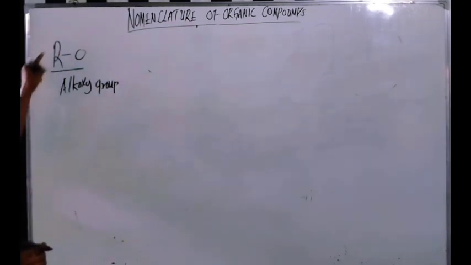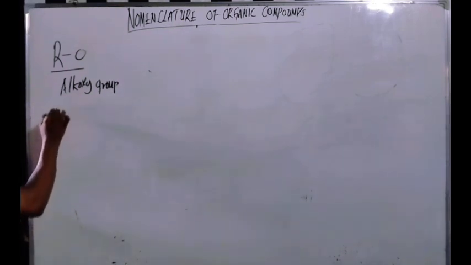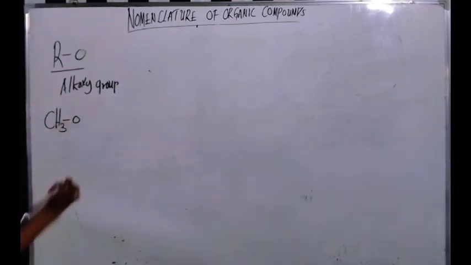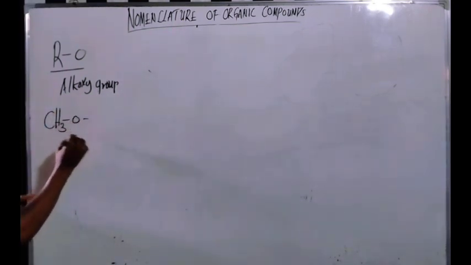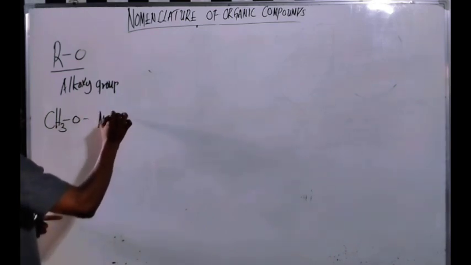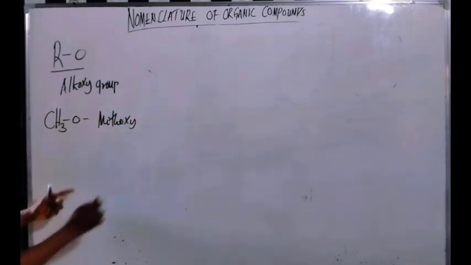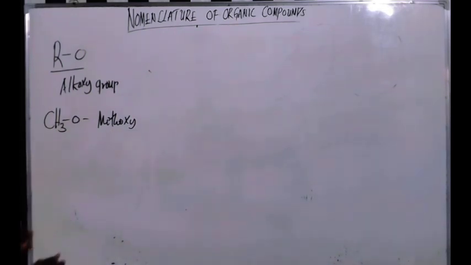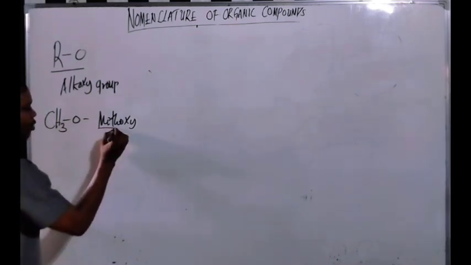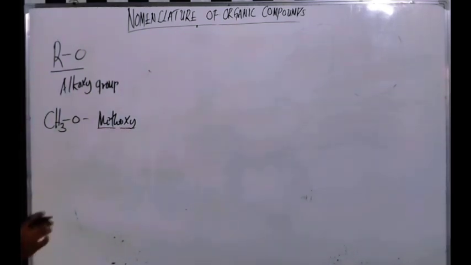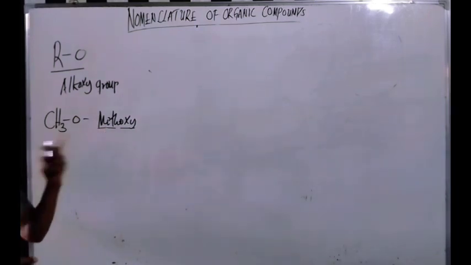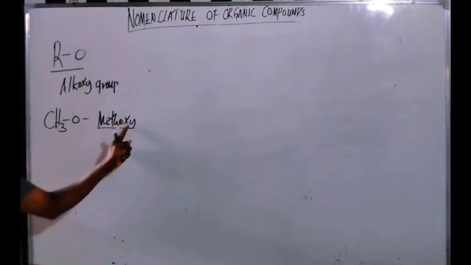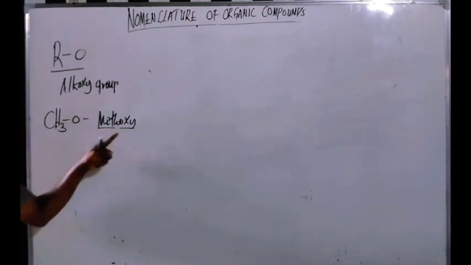There can be any alkyl group. If for example you have CH3 with oxygen here, this is called methoxy. Do you understand? The methoxy group is one carbon atom attached to the oxygen. Remember, meth means one carbon atom, and the oxygen gives the ox, so it's called methoxy.